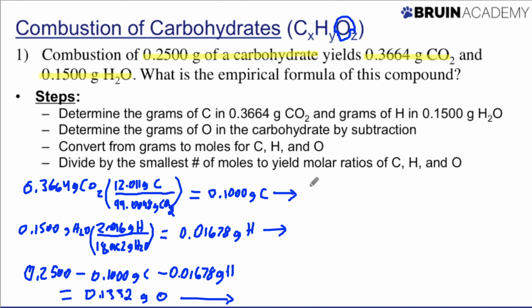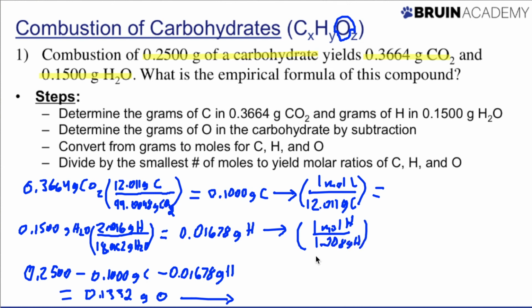So I'm gonna basically do 12.011 grams of carbon for every 1 mole. And actually, if you notice here, I did it slightly wrong, because grams should go on the bottom, so my units cancel. So 1 mole of carbon for every 12.011 grams of carbon. I do the same thing for hydrogen. For every 1 mole of hydrogen, I have 1.008 grams of hydrogen. And then finally for oxygen, for every 1 mole of oxygen, I have 15.999 grams. Essentially what I'm doing is dividing by all my molar masses.